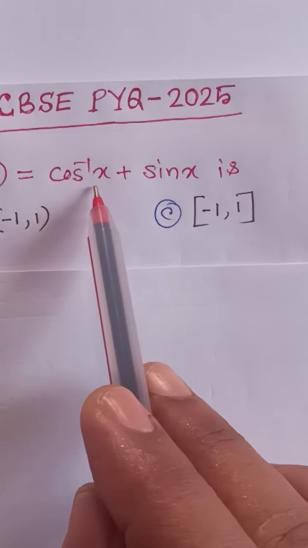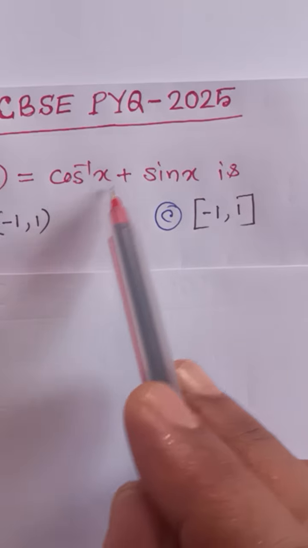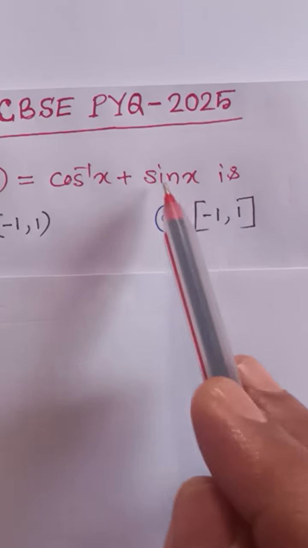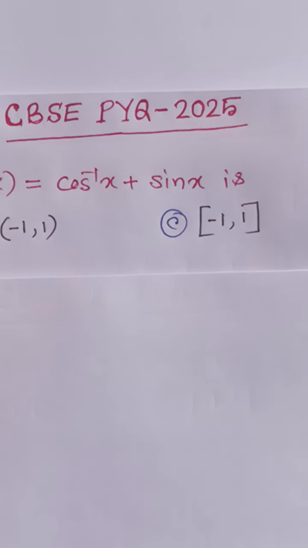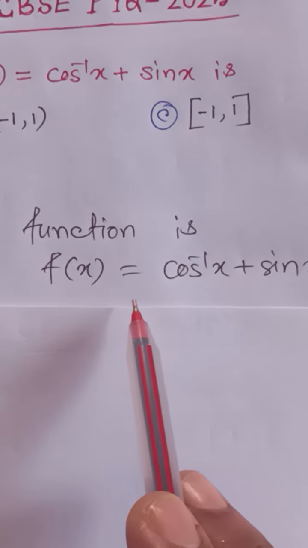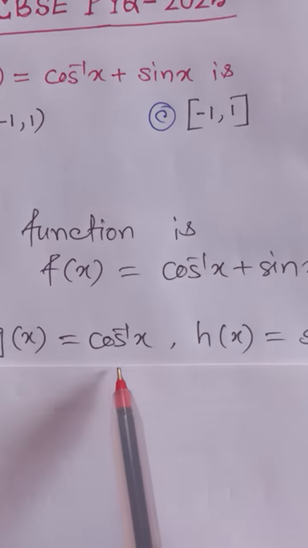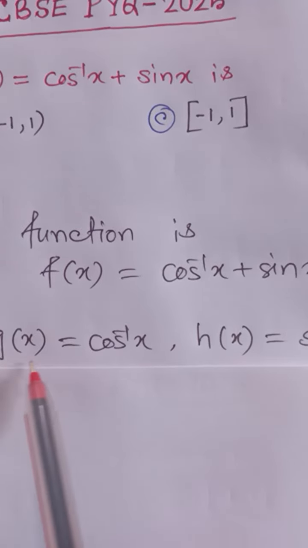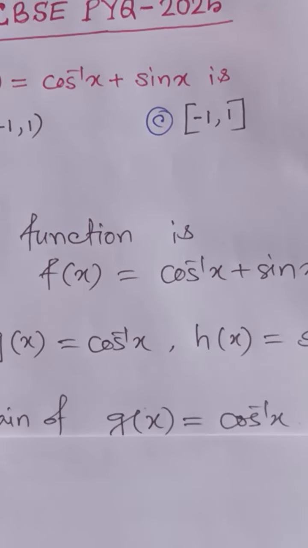First function is cos inverse x and second function is sin x. First we find the domain of cos inverse x and then find the domain of sin x. What is the domain of cos inverse x and sin x? This is the given function f of x is cos inverse x plus sin x. Let g of x be cos inverse x and h of x be sin x. First we find the domain of g of x and then find the domain of h of x.